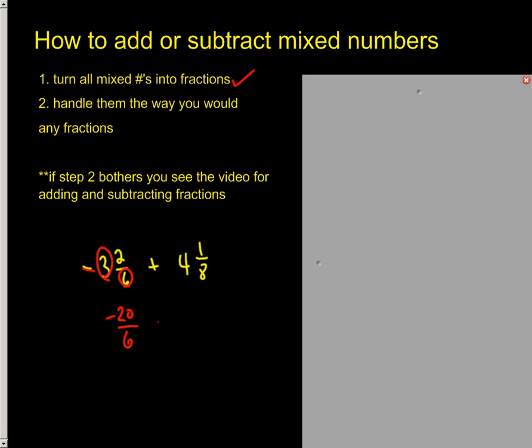Same thing with this mixed number over here. 4 times 8 is 32, plus 1 is 33. Keep the same denominator. And now we handle it the way we would any other fraction. If you're not familiar with this, then you probably need to go watch my adding and subtracting video of fractions. Quickly though, I know that I can make both of the denominators into 24. So make sure you multiply top and bottom by it.